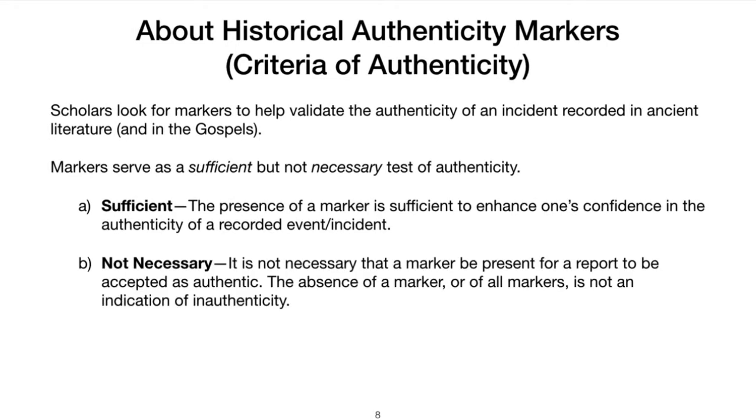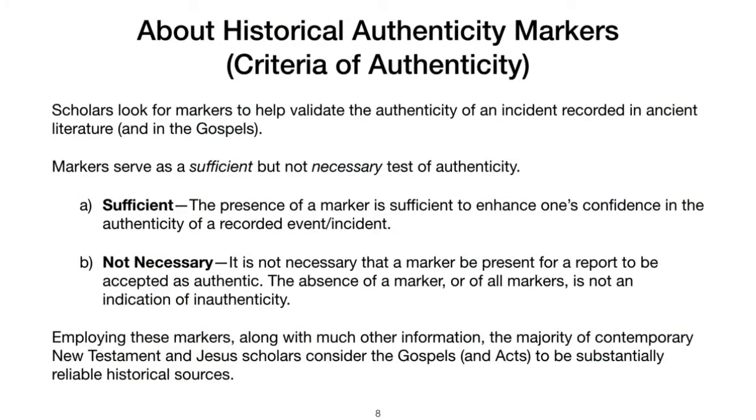But they are not necessary, so I don't have to have one of these markers to believe that the text is credible. If I have a general understanding that the New Testament is a historically reliable document, and I'm reading some account or story in the Gospels, I may, just because of this general assumption of truthfulness, go, "I think this is probably true," right? And I may do that even if there are no markers. So I don't have to have one of these markers to believe that what's being said is true. It's just that if a marker is there, it helps. It gives me added confidence.